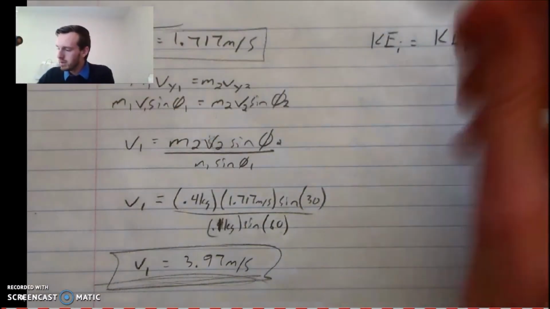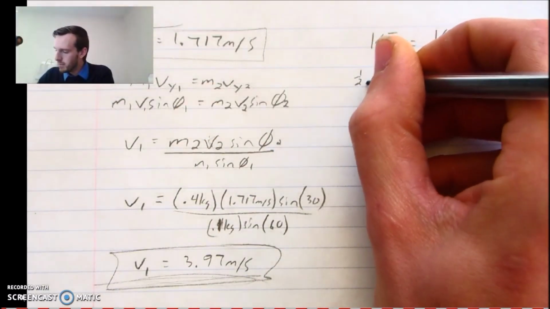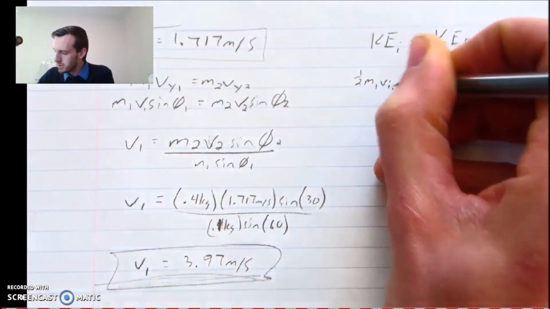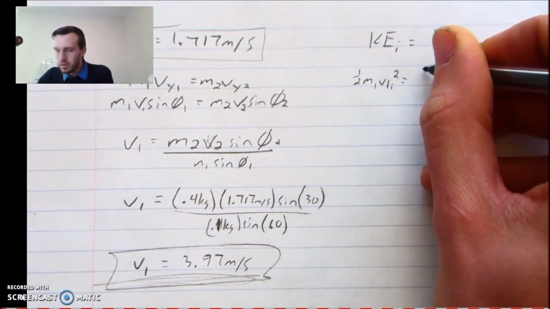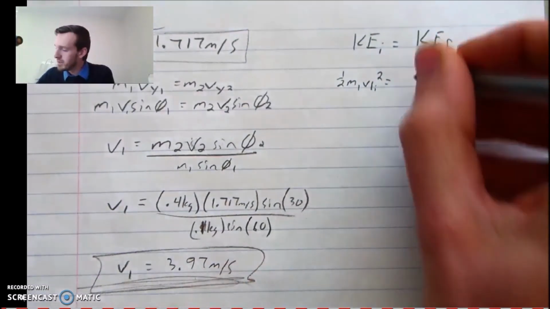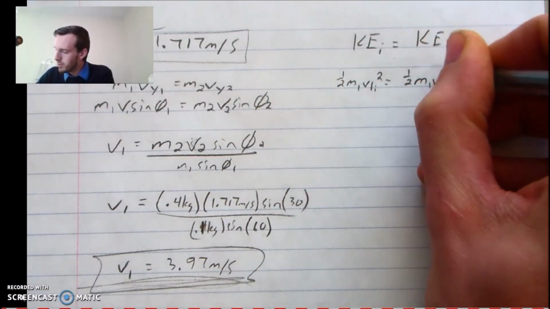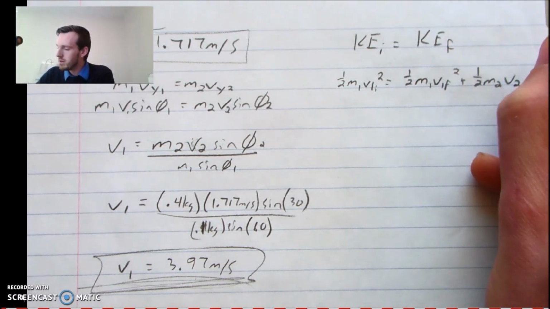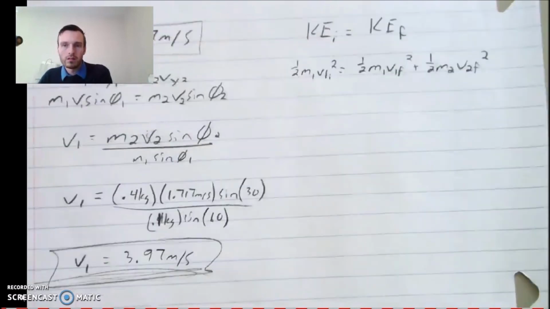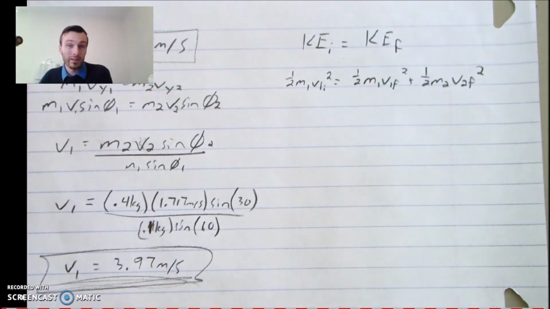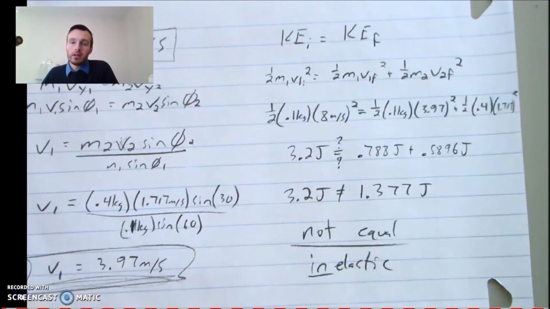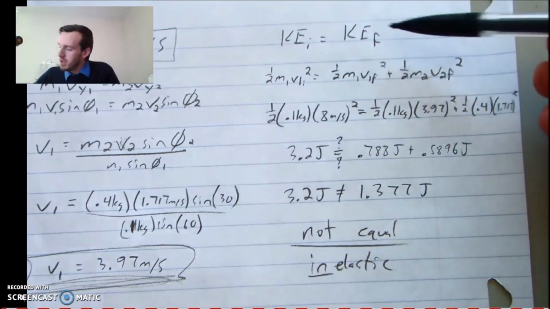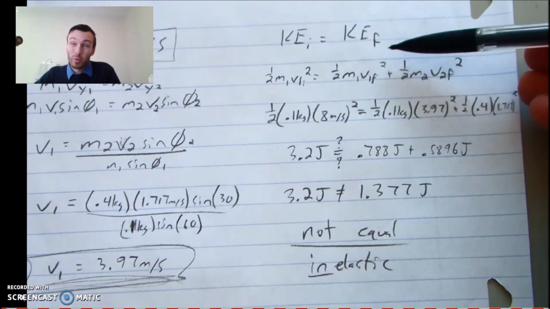So before the collision happened, we had 1/2 m1 v1 initial squared equals, and then we have two objects moving afterwards, so there's two places we can find kinetic energy afterwards: 1/2 m1 v1 final squared plus 1/2 m2 v2 final squared. So I'm going to plug in some numbers here and do the algebra, and we're going to find out if the kinetic energy before the collision is equal to the kinetic energy after the collision. And here's the proof or the check for if this is an elastic or an inelastic collision. If the kinetic energy before is equal to the kinetic energy after, it would be elastic.